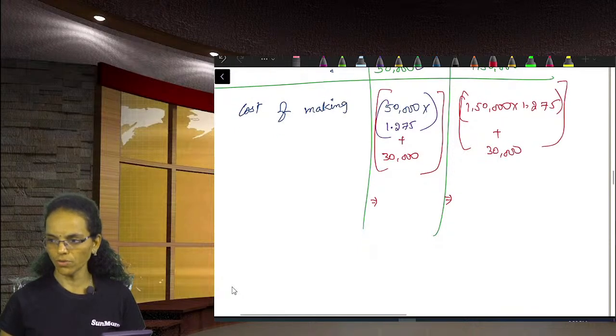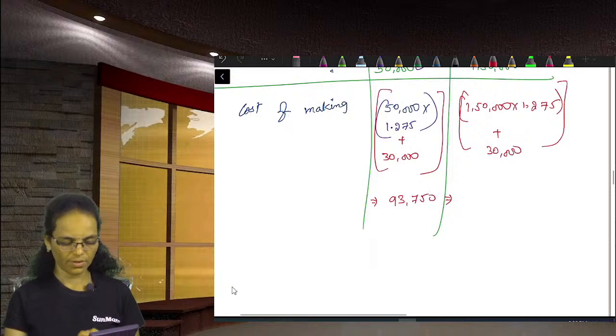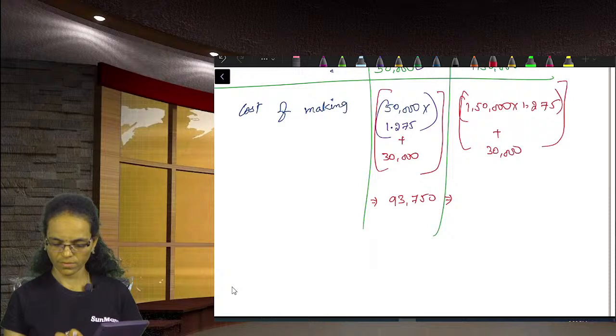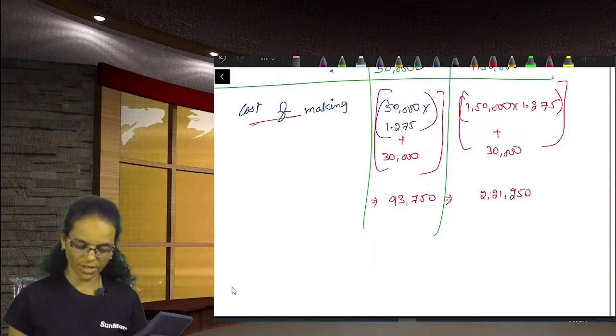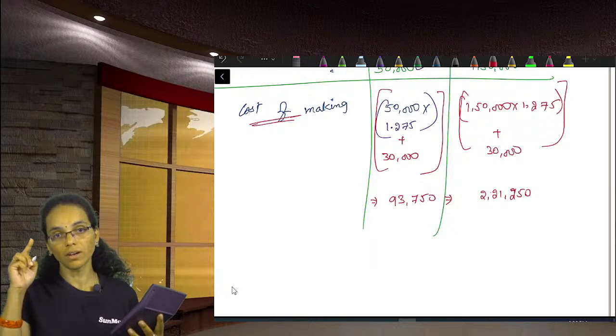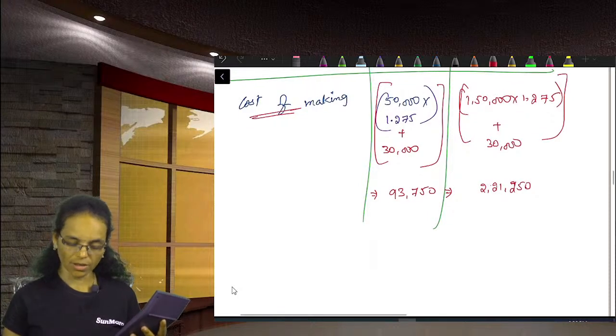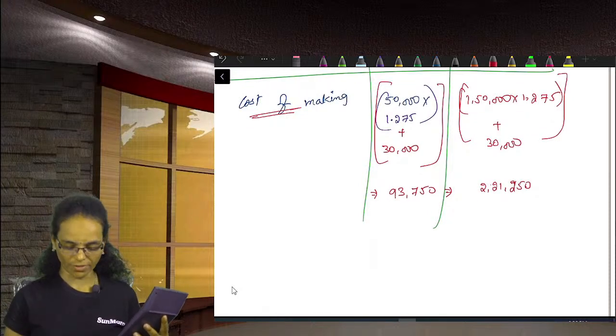Total 93,750 rupees. Is 2,21,250 rupees, if we are making the tubes inside the company, that is in-house manufacturing.